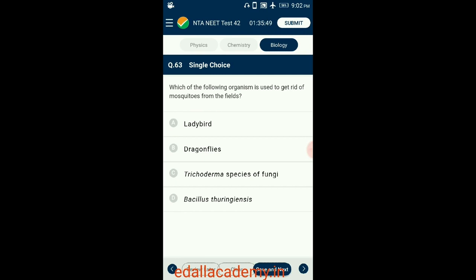Question number 63. Which of the following organisms is used to get rid of mosquitoes from the fields? Dragonflies are used to get rid of mosquitoes in fields. Ladybird is used to get rid of aphids. Trichoderma species of fungi are effective against many plant pathogens. Bacillus thuringiensis is a bacterium capable of producing a toxin to get rid of butterfly caterpillars. So the answer for this question is option B. Dragonflies are organisms used to get rid of mosquitoes.